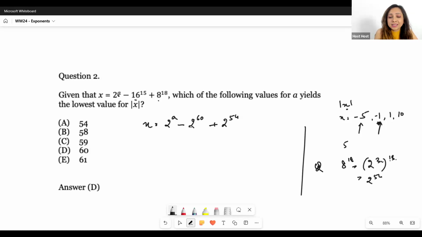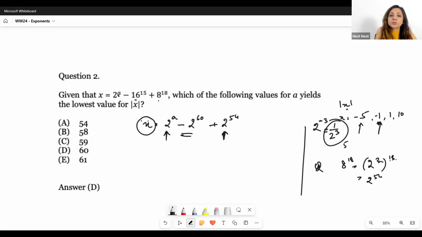Now I need the lowest value of mod x. Now think about it. The lowest value that mod x can take is 0. It can't be negative as we discussed. Now this is a positive term and this is a positive term. Doesn't matter what the value of a is. Remember, even if it is a negative value, even if I have, let's say, -3 here, it will still give me a positive term. This is still going to be a 1 upon 8, still a positive term. So both of them are positive. This is a negative term.